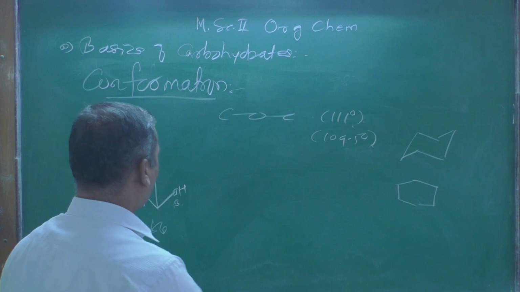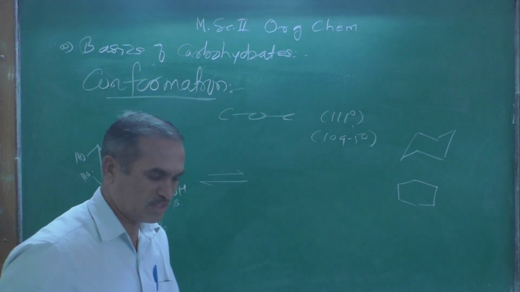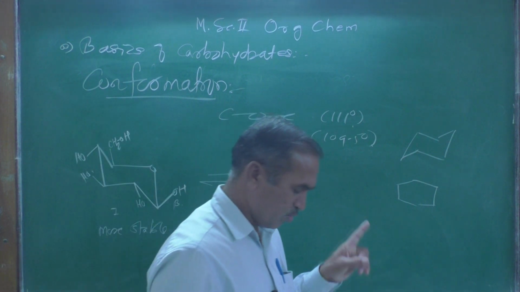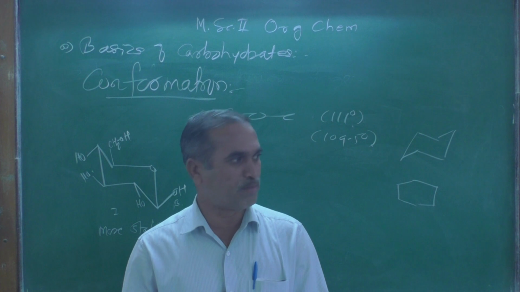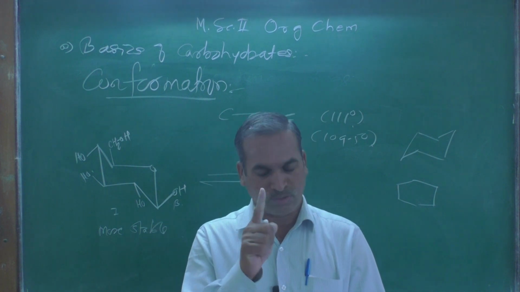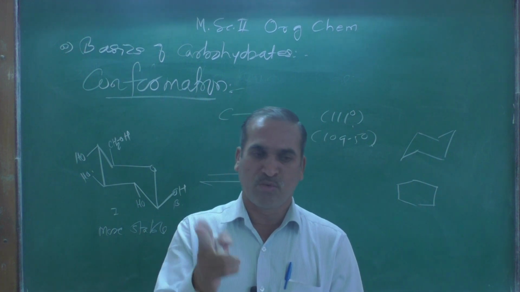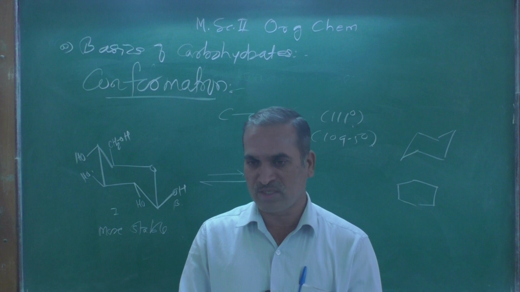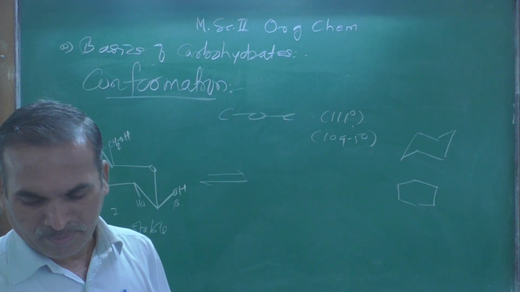And now, when it undergoes flipping, which means a process where one chair conformation is converted into another chair conformation, during that process equatorial bonds become axial, whereas axial bonds become equatorial. So that's what is happening over there.